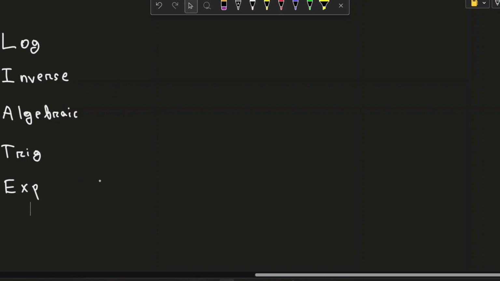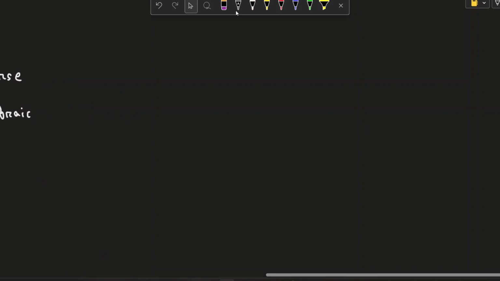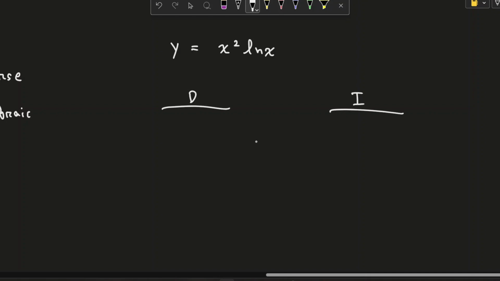Now let's say that we have a function to integrate. Let's say we have a function like this, which is x squared and ln x. Now when we use the DI method, as usual, we will get two columns, and there are two functions in this part, which is x squared and ln x. Now which function to differentiate and which function to integrate?